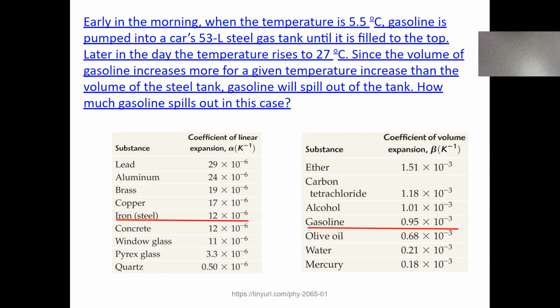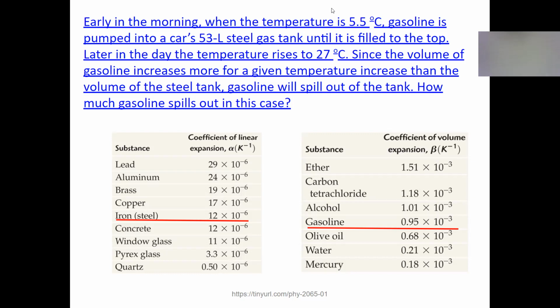The coefficients of expansion are given, linear and also volume expansion. There are two materials involved: iron as the steel, which has the linear expansion coefficient 12 times 10 to the minus 6, and gasoline, 0.95 times 10 to the minus 3.